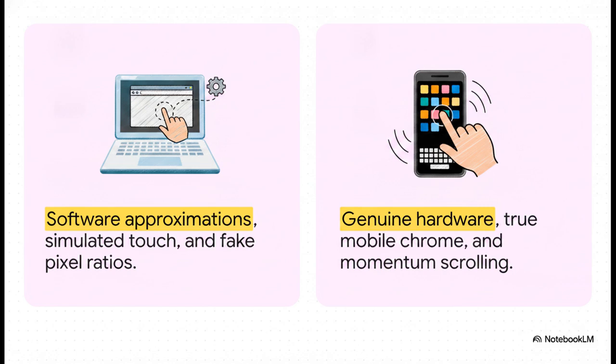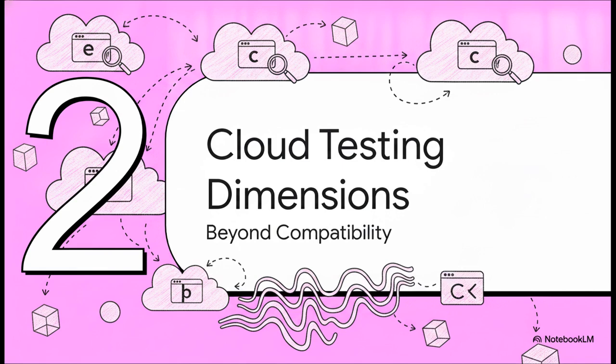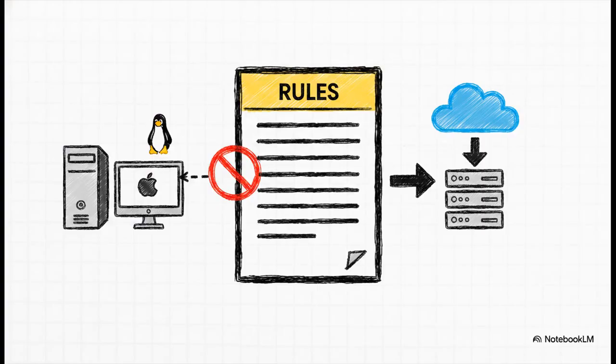Moving right along to Section 2, Dimensions of Cloud Testing, and going way beyond basic compatibility. So, going beyond just making sure things load, we hit this perennial challenge for developers, the Safari testing reality. Apple simply doesn't provide a Windows or Linux version of Safari anymore, and you cannot legally run macOS in a virtual machine on non-Apple hardware. No way around it. So how do you test it if you don't own a Mac?